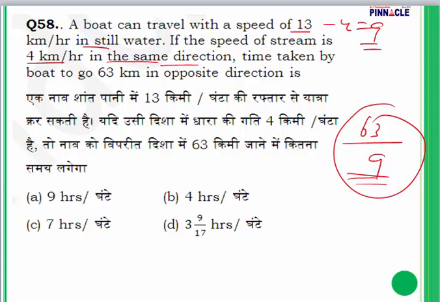And how did we come to the upstream speed? Still water speed minus stream speed, that is 13 minus 4, 9. 63 is the total distance. 7 is the 7 hours it will take to go back in the opposite direction, in the upstream direction.